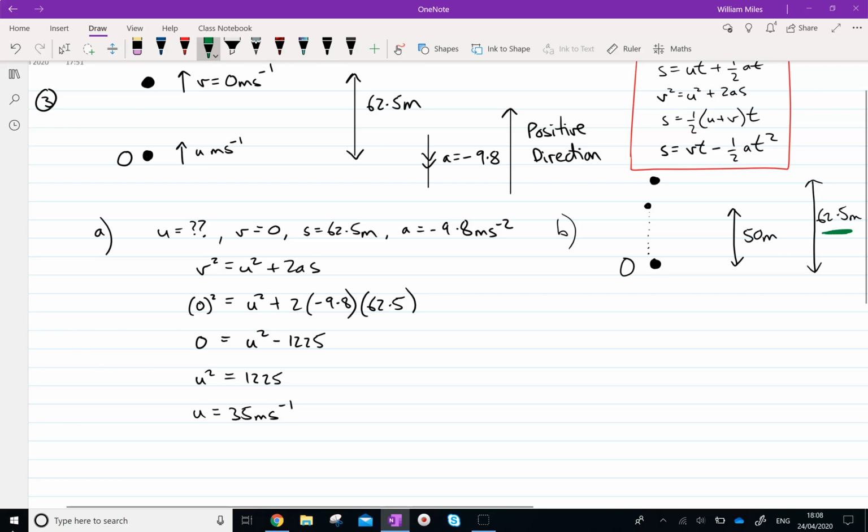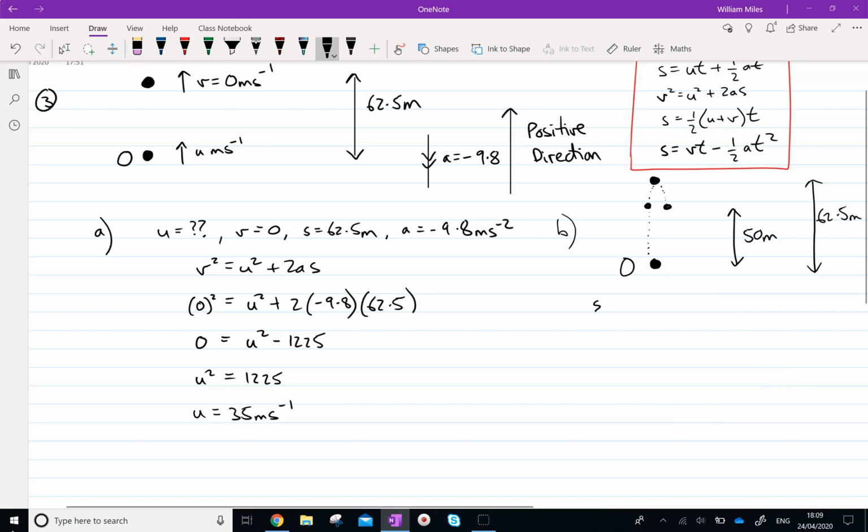We're told that in the question. It's here as well. And then it's going to stop and it's going to start coming back down. And then again, on its way, so it goes up here, up to there, comes back down, and then again at some stage it's going to be 50 meters back above O again.